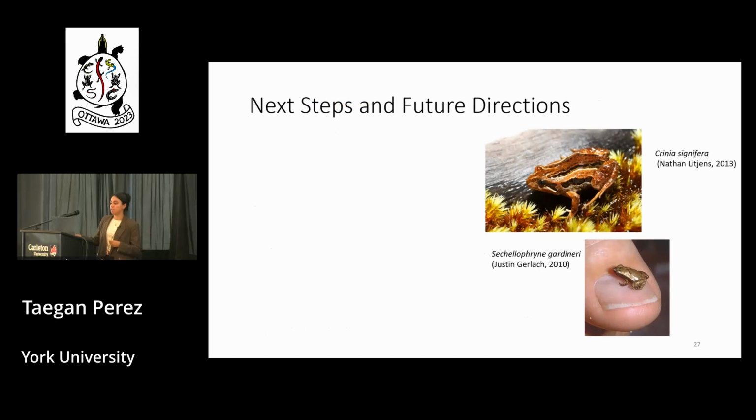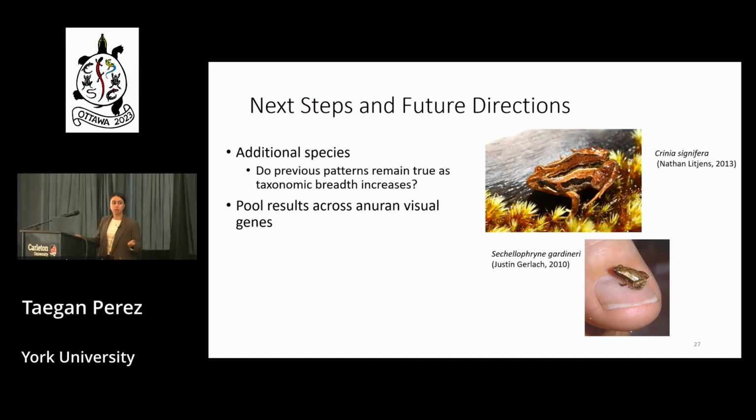So we would like to add more species to our data set to see if our patterns are the same. We would also like to look at patterns across visual system genes in anurans to see if we have any widespread patterns. But I want to thank all of our contributors as well as our generous funding sources.